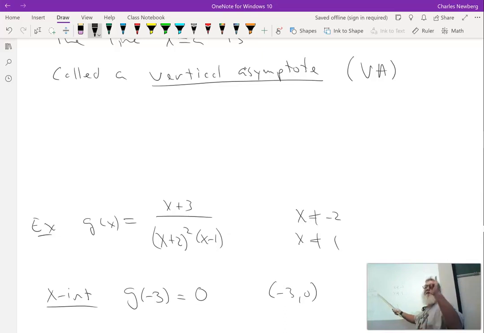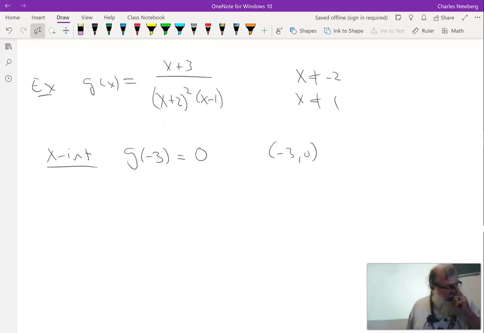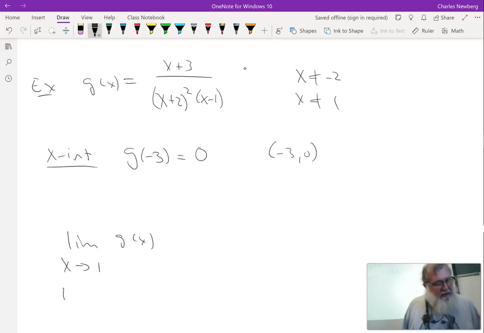So then, let's get that graph over here, just so we can see it. Let me ask you, find me the following limits. The limit as x approaches 1 of g of x. Find me the limit as x approaches -2 of g of x. Find me those two limits.